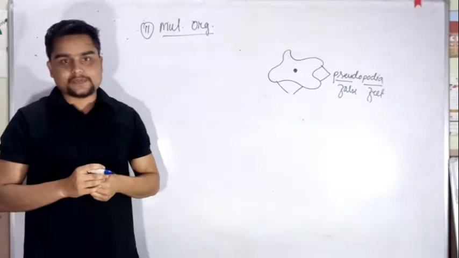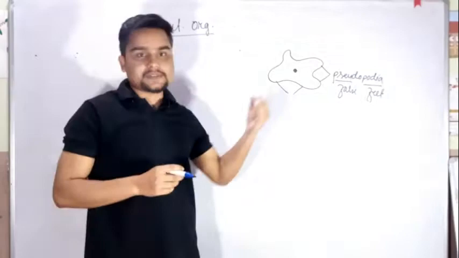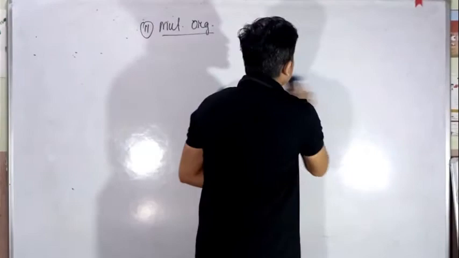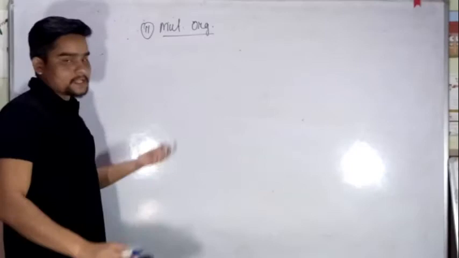Unicellular organism, single cell organism. And to come to the multicellular organisms, a good example of multicellular is the human being, which has diverse types of cells.